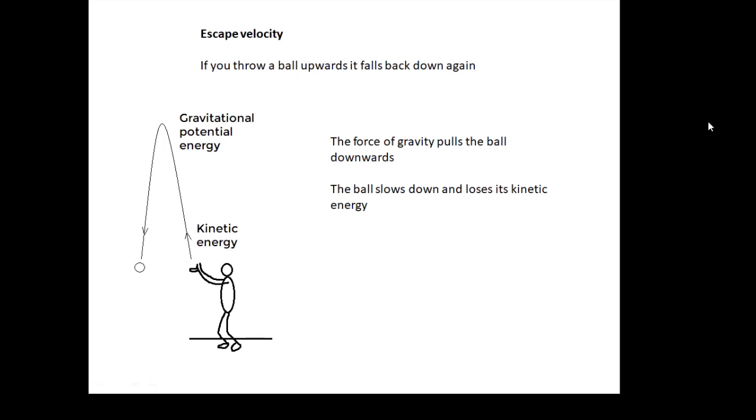Escape velocity. Now, what does that mean? Throw a ball up in the air, and basically what goes up must come back down again. The ball goes up and then it comes down. Why does it come back down? Because the force of gravity pulls it back downwards. The force of gravity will slow it down on the way up and then speed it up on the way down. Now, if we think about energy, what's happening is that we give the ball kinetic energy, and then as it travels upwards, it loses its kinetic energy and it gains gravitational potential energy. And how much it gains will depend on how much kinetic energy we give it.